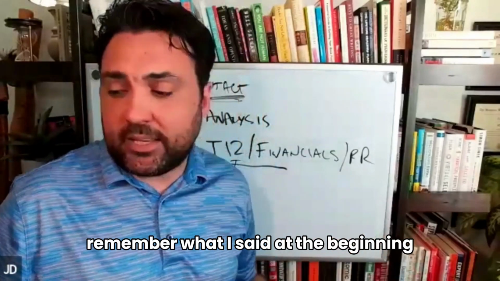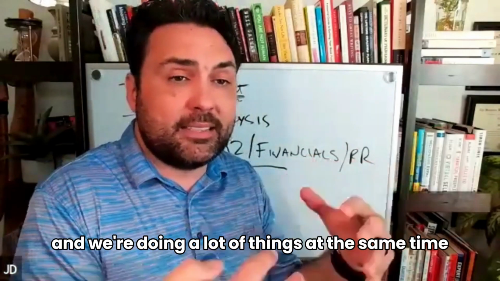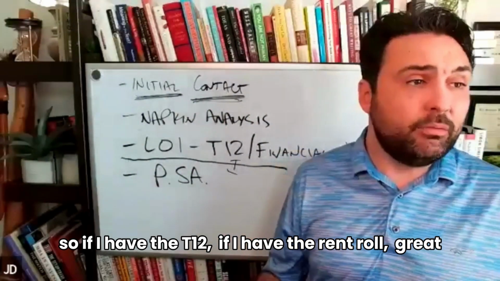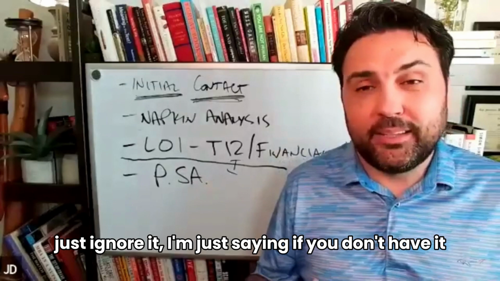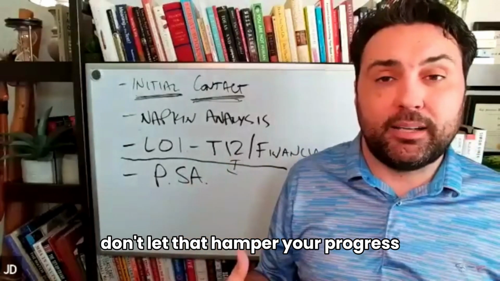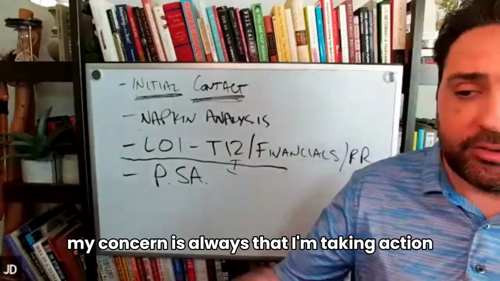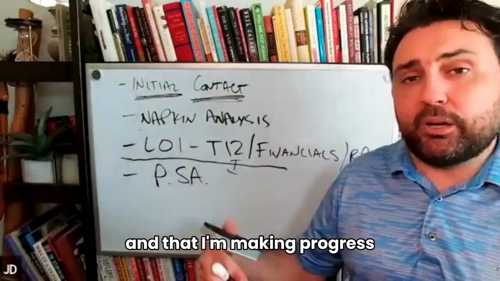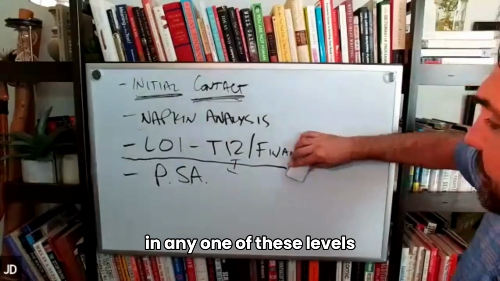Remember what I said at the beginning. We're doing a lot of things concurrently. We're doing a lot of things at the same time. So if I have the T12, if I have the rent roll, great. I'm not saying if you have the T12, just ignore it. I'm just saying if you don't have it, don't let that hamper your progress. Keep making progress, okay? My concern is always that I'm taking action and that I'm making progress and I'm moving forward. We don't want to get stuck at any one of these levels, okay?